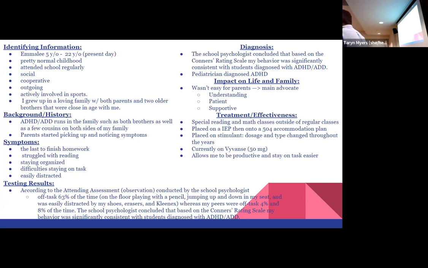We were identified as having ADHD at around 5 years old, up to about 20. I had a pretty normal childhood, coming to school regularly, super social, cooperative, outgoing, and actively involved in sports. I grew up in a loving home with both parents and two older brothers. ADHD runs in my family, for the background as well.